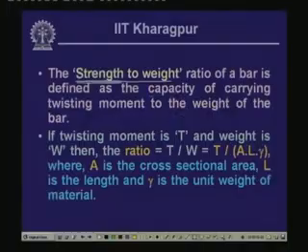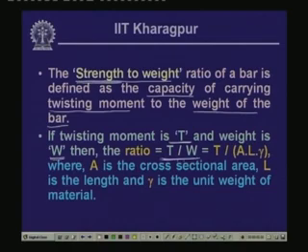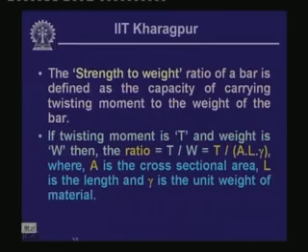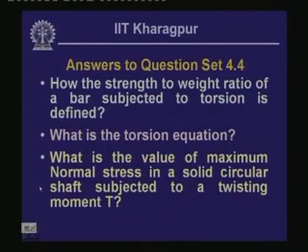So, the strength to weight ratio of a bar is defined as the capacity of carrying twisting moment to the weight of the bar. Now, if twisting moment is designated as T and weight is designated as W, then the strength to weight ratio is T by W, where W is given by the cross sectional area multiplied by length multiplied by the unit weight. So, T divided by this gives us the strength to weight ratio. A is the cross sectional area, L is the length of the member, and gamma is the unit weight of the material. So, this is what we define as the strength to weight ratio.